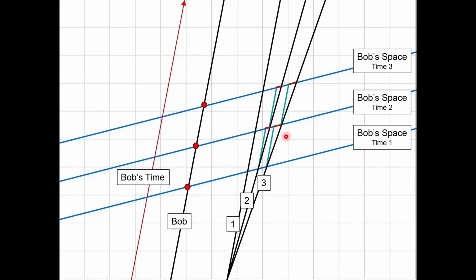But now if we compare the brown segments to the red segments, we can see that the brown segments are longer, are bigger. This means that over the same amount of time, the distance grew a bigger amount for particle 3. And this means its speed moving away from Bob is bigger than particle 2's speed moving away from Bob.